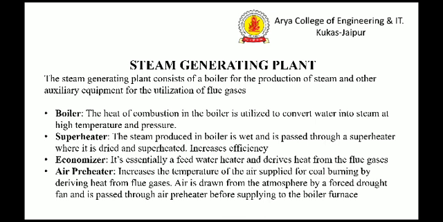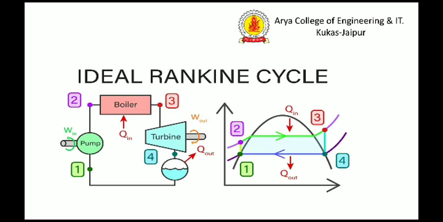The economizer is essentially a feed water heater and derives heat from the flue gases. The air preheater increases the temperature of air supplied for coal burning by deriving heat from the flue gases. Air is drawn from the atmosphere by the forced draught fan and is passed through the air preheater before supplying the boiler furnace.